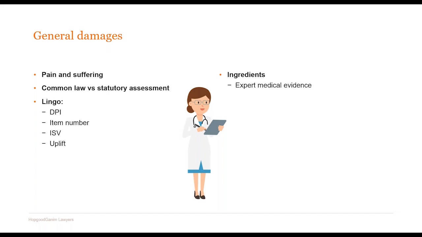Once you've worked out which item is relevant and what the ISV range is for that item, it's then a matter of deciding where within that range the claimant falls. And again, it's necessary to have regard to the expert medical evidence, and in particular to the DPI. You can decide then perhaps on a range within that range, and that corresponds to a monetary value.